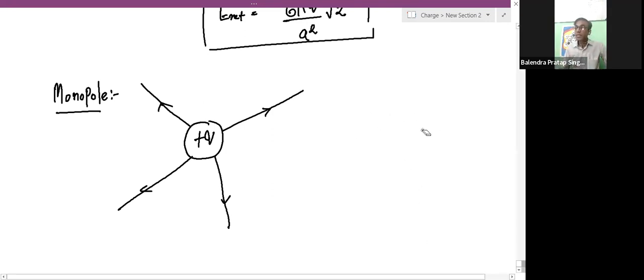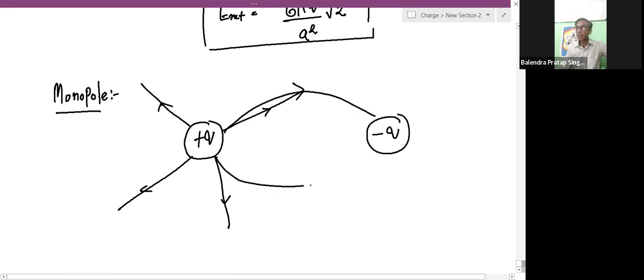A monopole means it has only one charge. If I put another charge, suppose minus q, then in that case this field line will go inside this q. This field line will go inside this q. And in this case, today I'm just introducing.